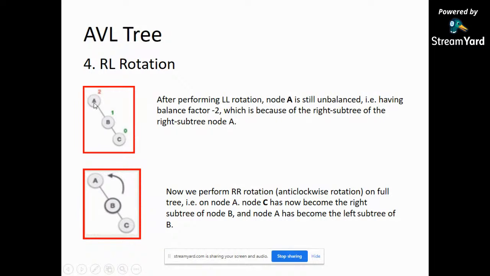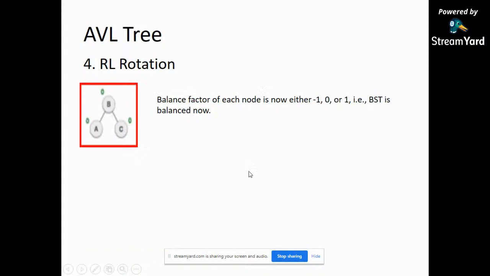Now again, the balance factor is not proper. So for maintaining the balance factor, now we have to perform one left rotation, which is anti-clockwise. For this anti-clockwise rotation, B will become the root node, A will be at the left and C will be at the right. So here you can see in this diagram, now the tree is balanced because balance factor is 0. So in this way, the rotations are performed. In LR rotation and RL rotation, two rotations are there, whereas in LL rotation and RR rotation, only one rotation is there.